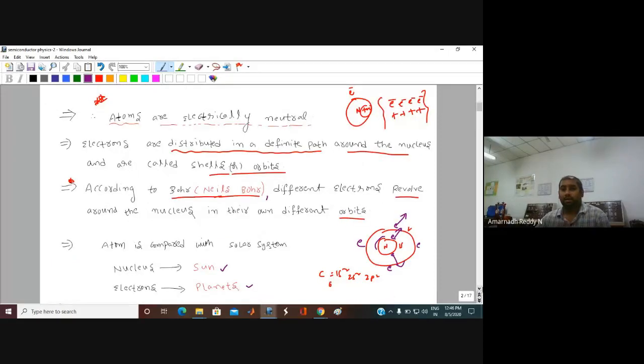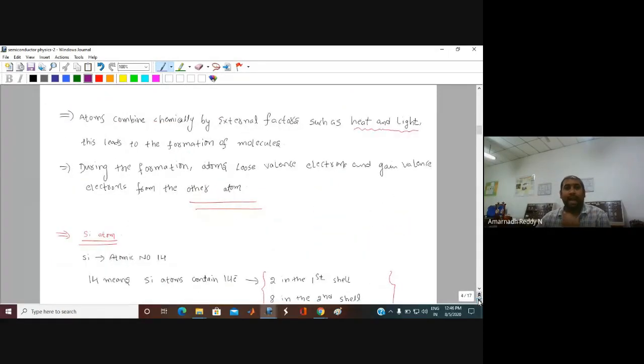Atoms combine chemically by external factors such as heat and light. These are external energy sources: heat, light, impact, ionization, bombarding, all these external energy levels. So heat and light lead to the formation of molecules.